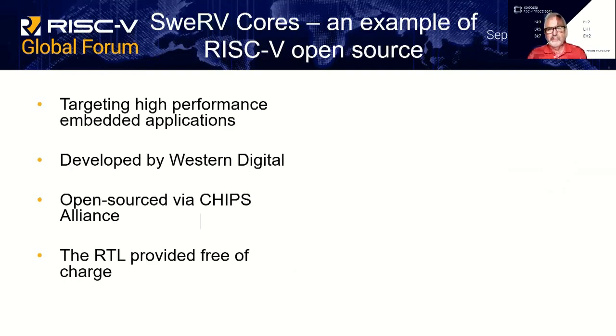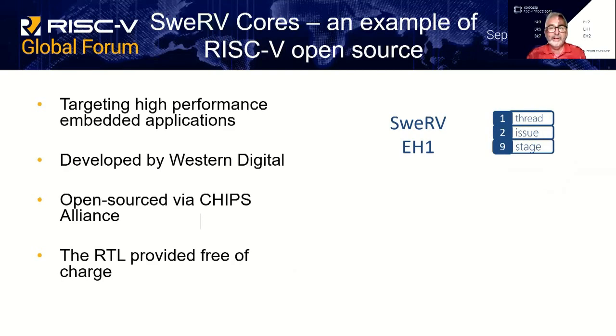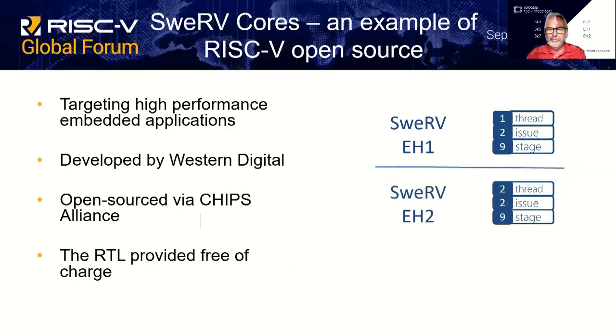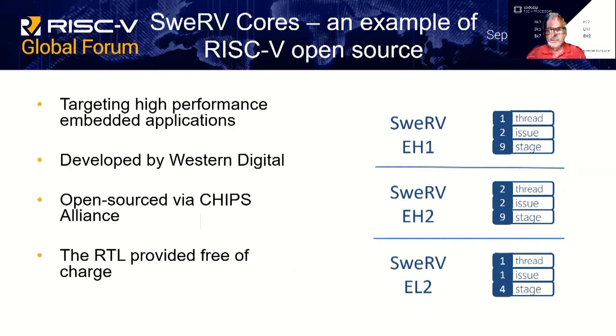Before going further, I'd just like to briefly introduce the three cores in the family. The first is the EH1, which is a single-thread superscalar dual-issue core with a 9-stage pipeline, delivering really outstanding integer performance. The second delivers even more performance: it not only has dual issue, but also dual hardware threads. And the third member is the more compact EL2, which has a single thread, single issue, and 4-stage pipeline.